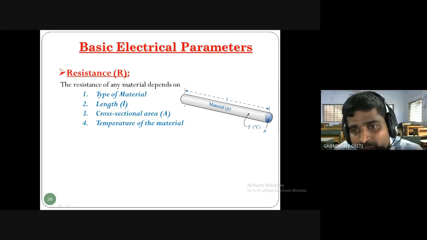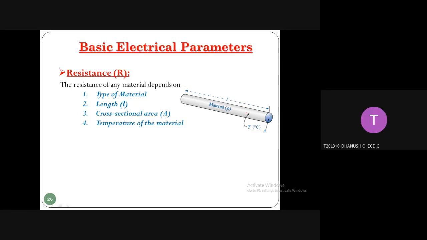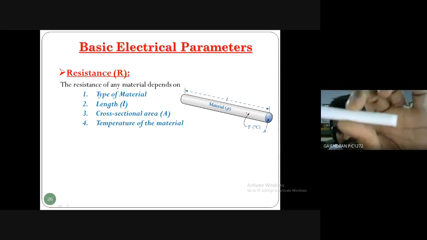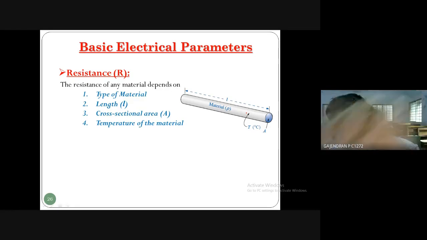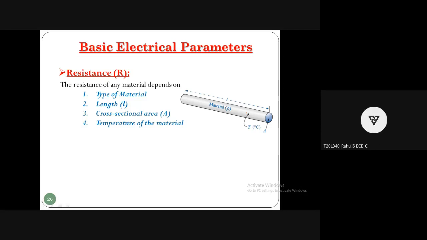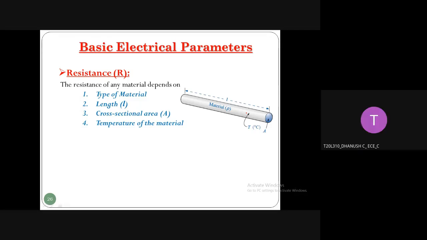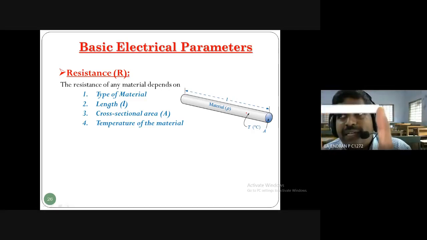Before that, you want to know how these things are correlated to the picture available on the right-hand side. If you assume this as a conductor, can anyone see my camera, what I am showing? Chalk piece. I think this shape as well as the image available in the slide are the same, isn't it? Yes, sir. What is the length of the chalk piece? Can anyone tell? 5 centimeters.